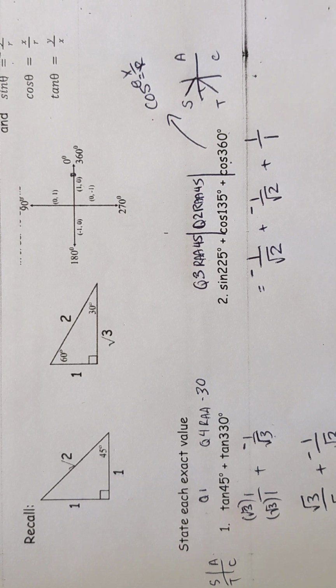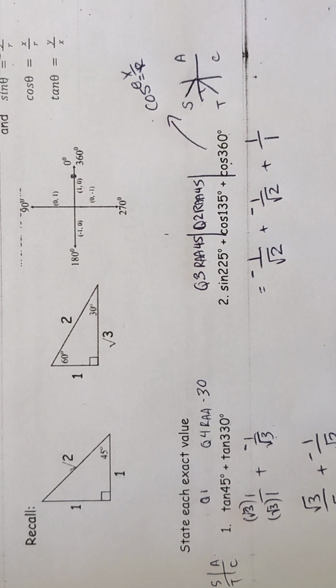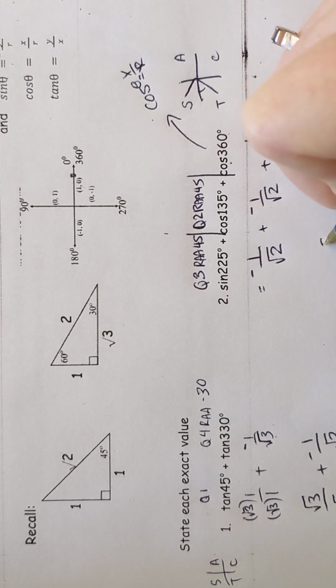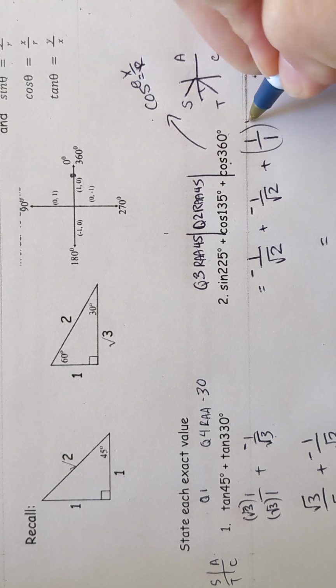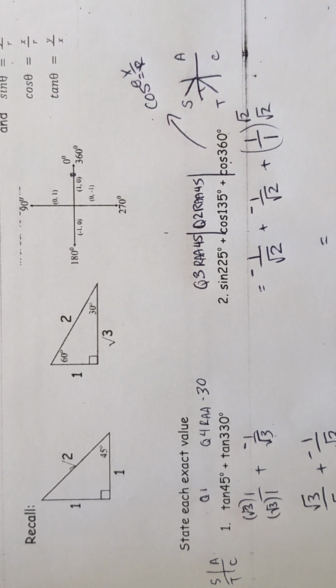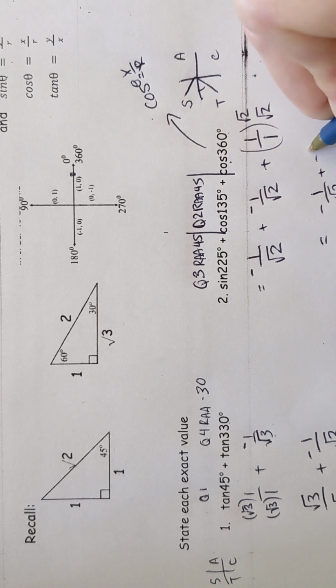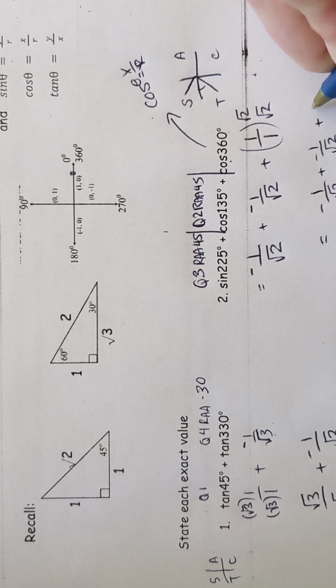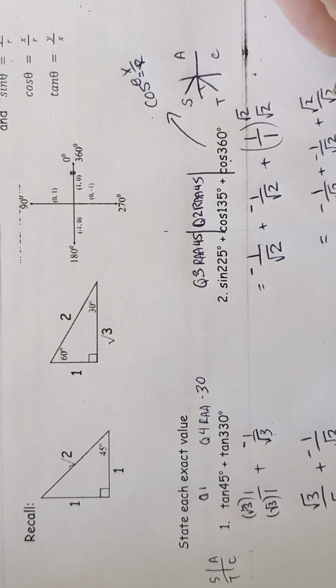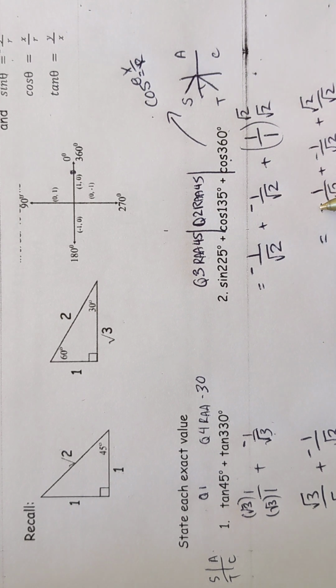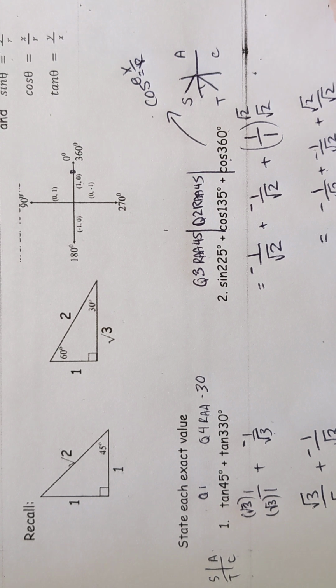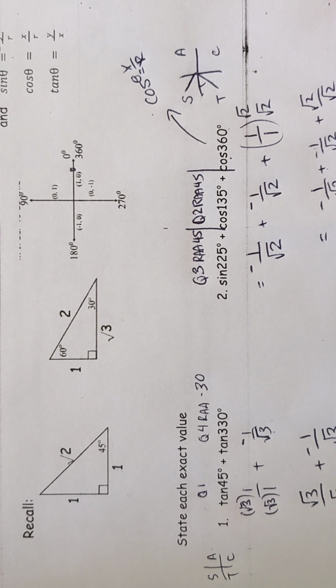All right. Now that I have this step done, I'm now ready to combine my fractions using like denominators. So first step, I'm going to make sure that everything has a like denominator. So I'm going to multiply this guy by root 2. So I'm going to have negative 1 over root 2 plus negative 1 over root 2 plus root 2 over root 2. Negative 1 plus negative 1 is negative 2 plus root 2 over root 2.